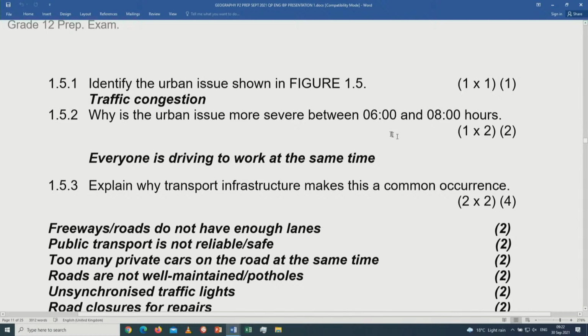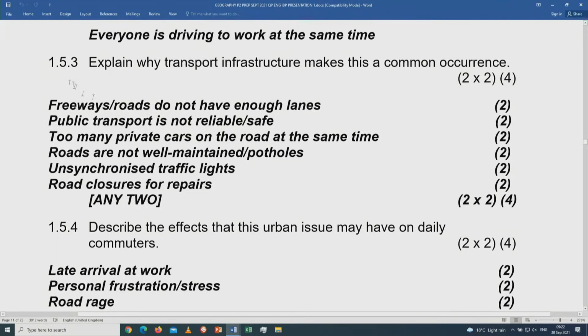1.5.2 says, why is the urban issue more severe between 6 and 8 hours? I think this is the problem that learners see on a daily basis, and they can maybe attempt to say everyone is driving to work at the same time. That is why there is severe traffic between 6 and 8. 1.5.3, explain why transport infrastructure makes this a common occurrence.